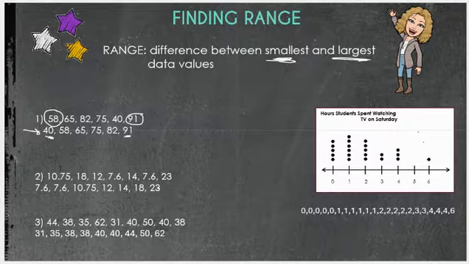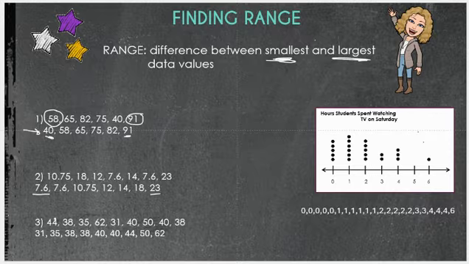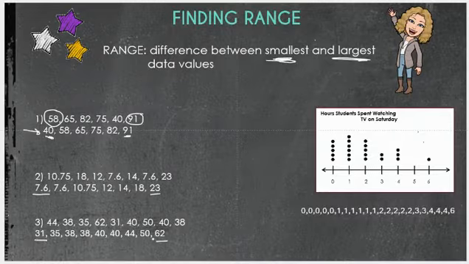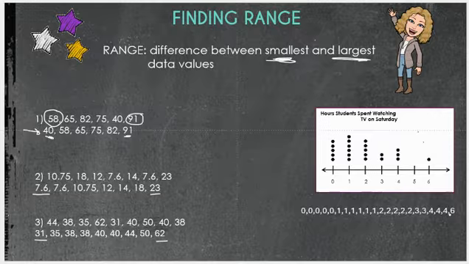Same thing here. We already have them in order here, so it's 23 minus 7.6. In number 3, it's 62 minus 31, simple subtraction. Now, on something like the dot plot, this is where listing out the values comes in handy again.